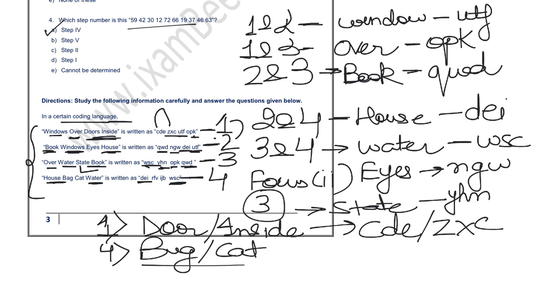Similarly, if you focus on your statement number 4, two codes are left. First is your IJB and second one is RFV. So bag or your cat can be either coded as RFV or IJB. So this is the complete answer. So now with the help of this, you can find all the answers.